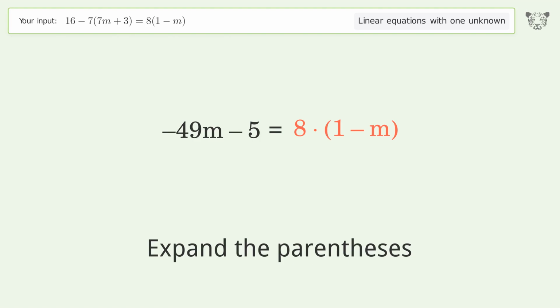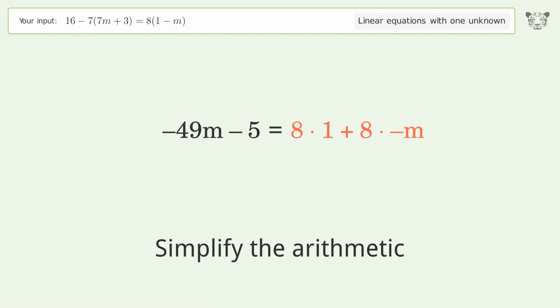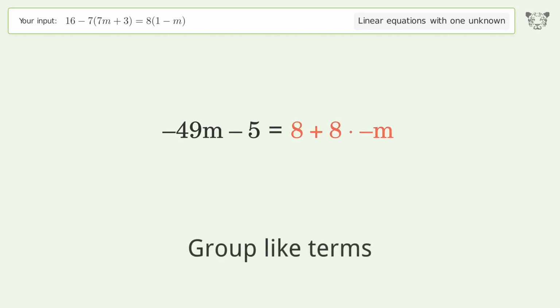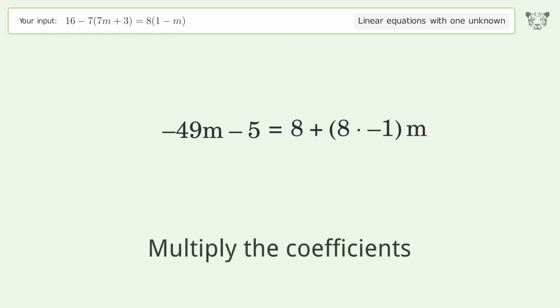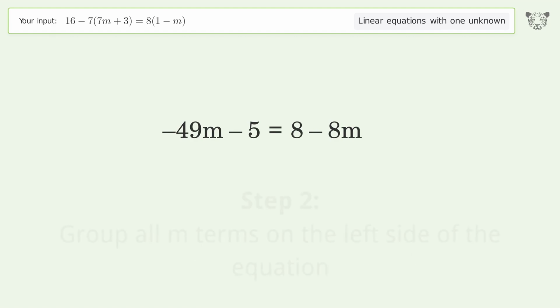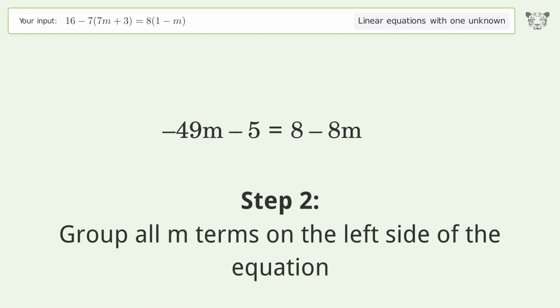Expand the parentheses. Simplify the arithmetic. Group like terms. Multiply the coefficients. Group all m terms on the left side of the equation.